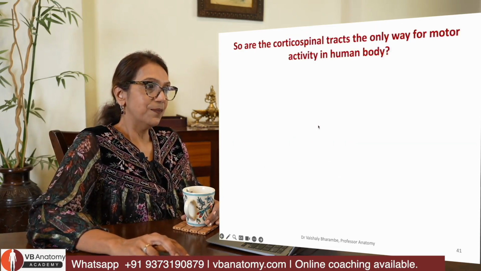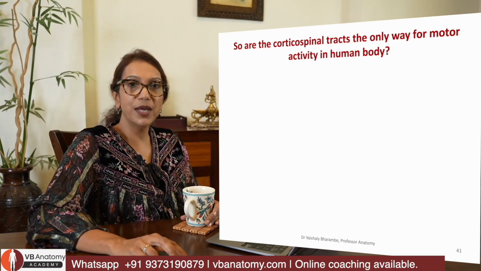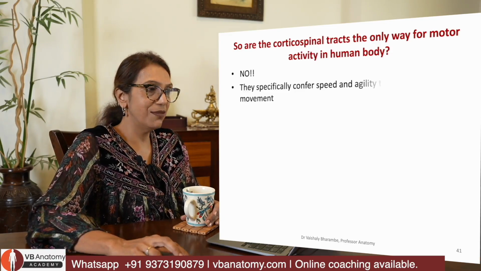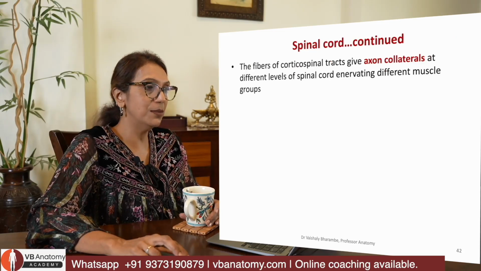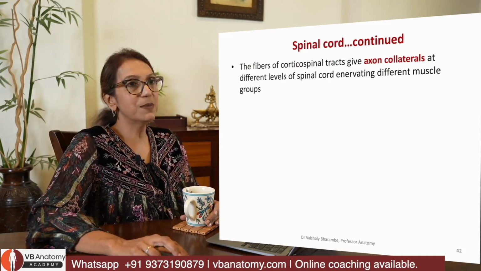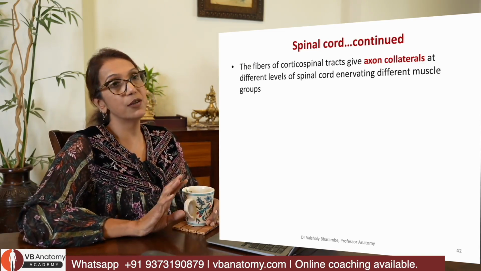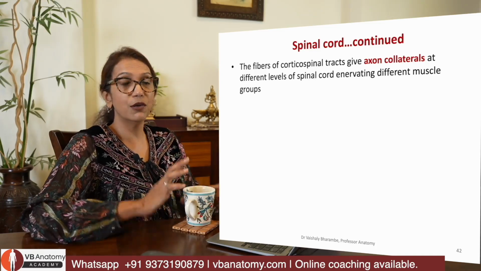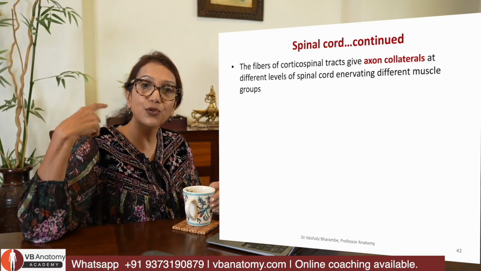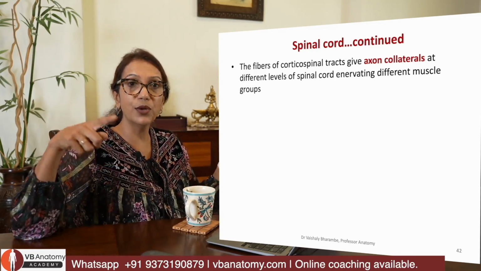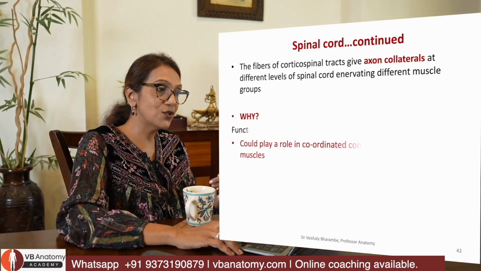So we've done this. So are the corticospinal tracts the only way for motor activity in the body? No, obviously not. There is always the extrapyramidal system, which will also be a part of our motor activities in the body. While the corticospinal tract is descending, it is giving collaterals. It's not like I'm going to go down and do what I want. No. As I go down as the axon of an upper motor neuron, I am going to give collaterals so that the body works in coordination.